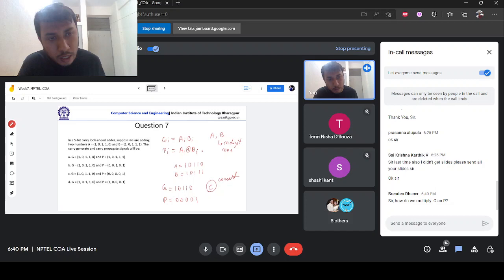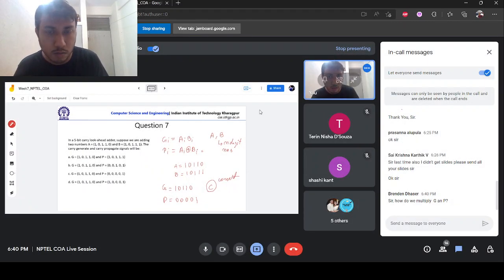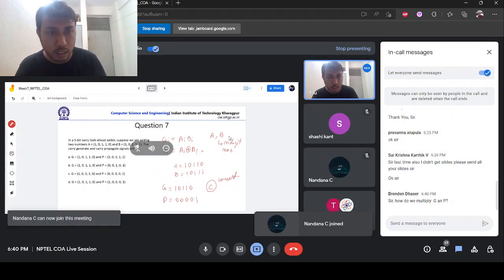So how do you multiply G and P? We are not multiplying G and P. We are just generating G and P. And it is not multiply, it is AND operation, what we are doing for G and P.